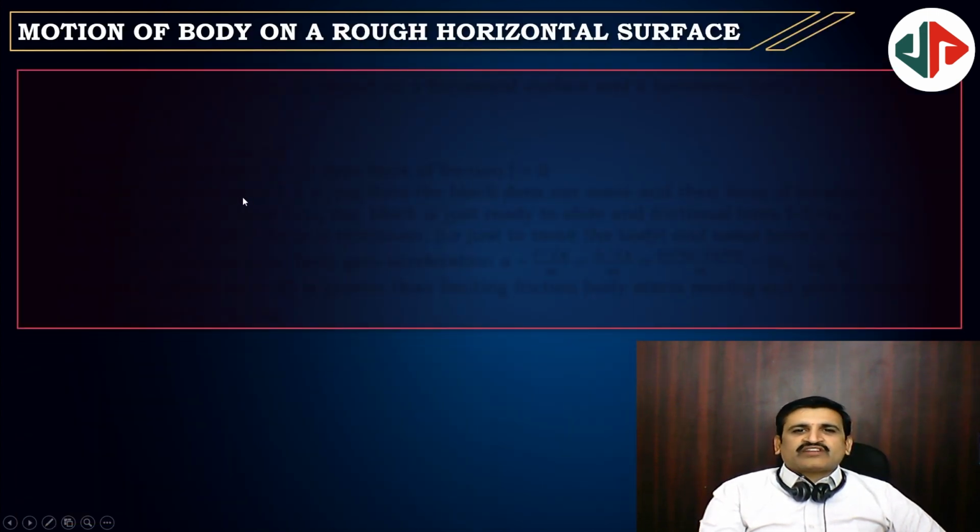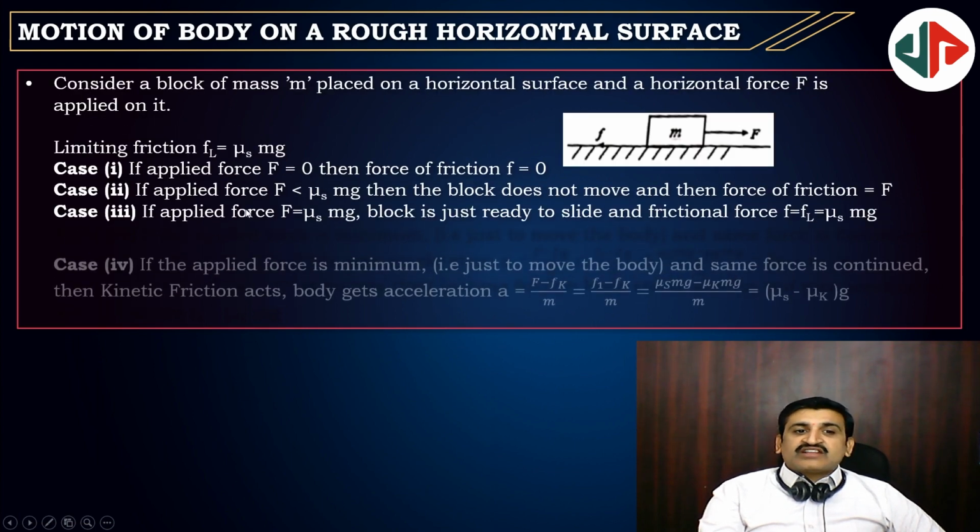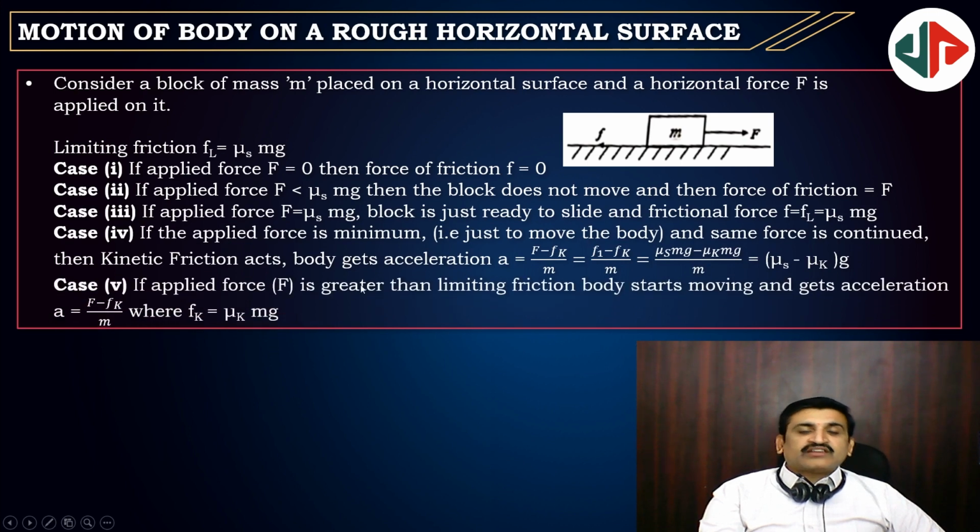Motion of a body on rough horizontal surfaces. It's a rough horizontal surface and the body is moving, which means kinetic friction Fk acts. The applied force is F. The frictional force is Fk because it's moving. Net force divided by mass will give you the acceleration.